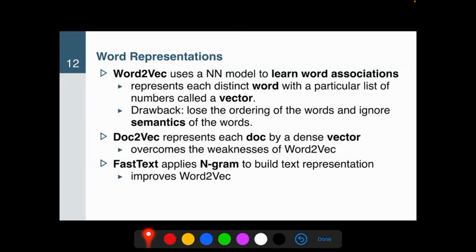These three models represent keywords, features, which sometimes we will call words, in a vector space. But the first model loses the ordering of the words; it kind of ignores the semantics of the words. So an improved model is Doc2Vec, which represents a document by a vector. It can overcome the weakness of the first model. FastText, as the name suggests, improves performance and applies n-grams to build up text representation. It improves on the first model as well.